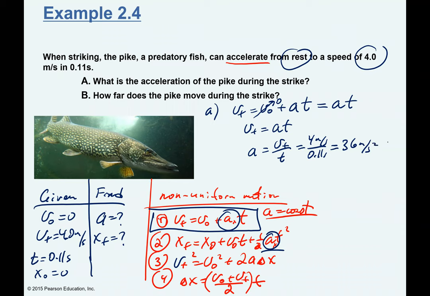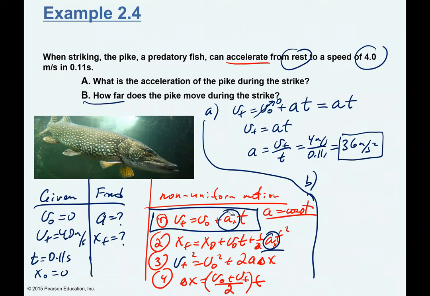Sorry, second square. That's for the acceleration from part A. All right, so how about part B, which is asking for how far, meaning the final position. One thing I have for part B is that now I have acceleration as well, which is 36 meters per second square. That means the only thing I don't have is the x final.